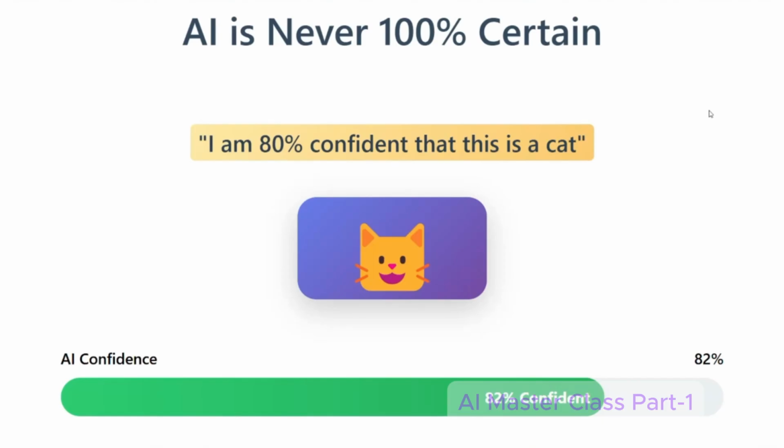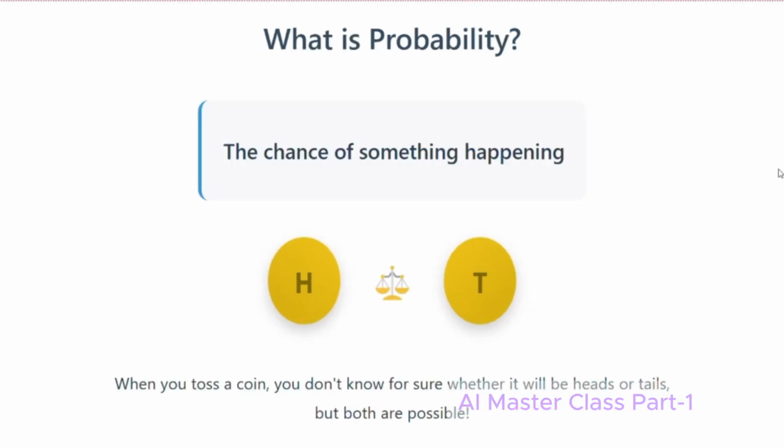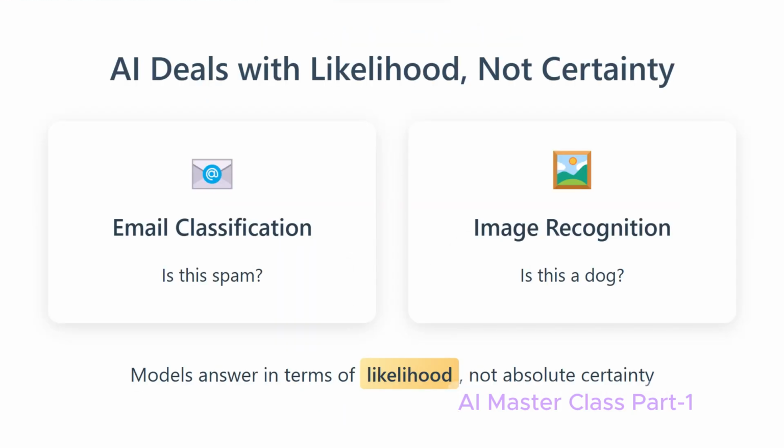So probability is basically the chance of something happening. If I toss a coin, I don't know for sure whether it will be heads or tails, but I know both are possible, right? In artificial intelligence, instead of coins, we deal with things like: is this email spam, or is this image of a dog or a cat? And the model answers in terms of likelihood.